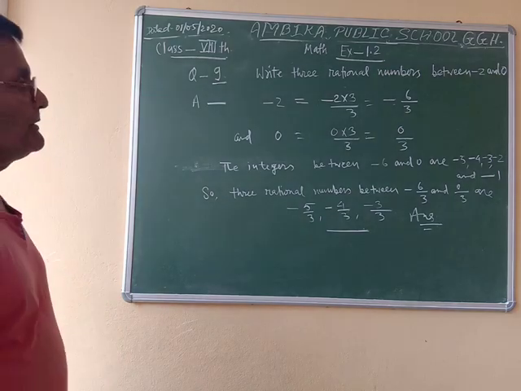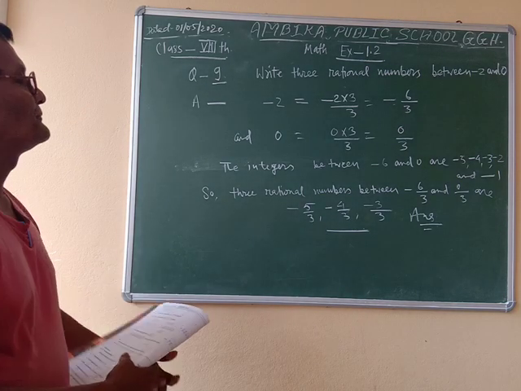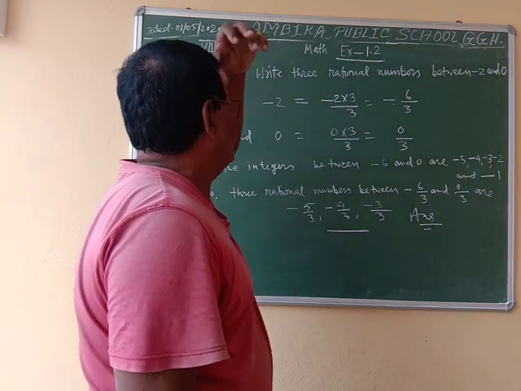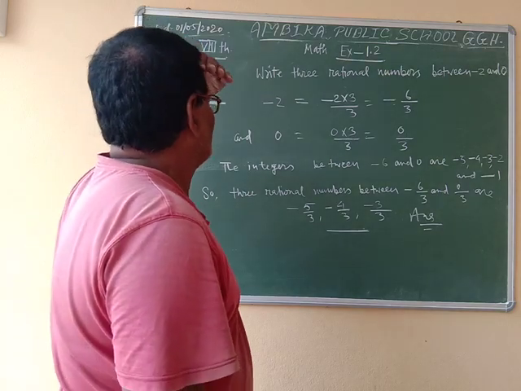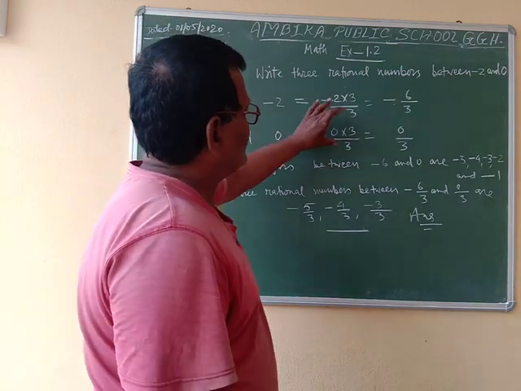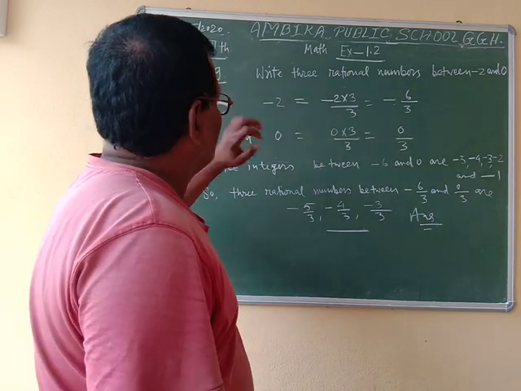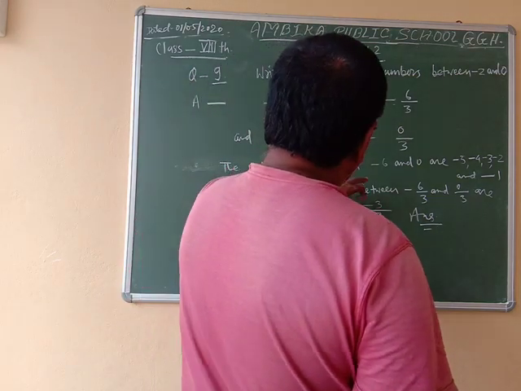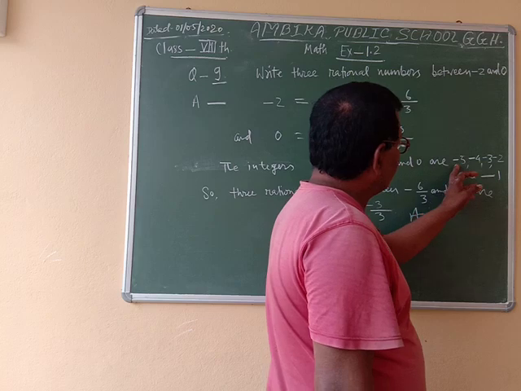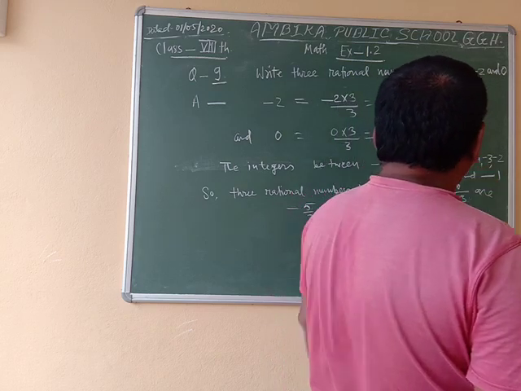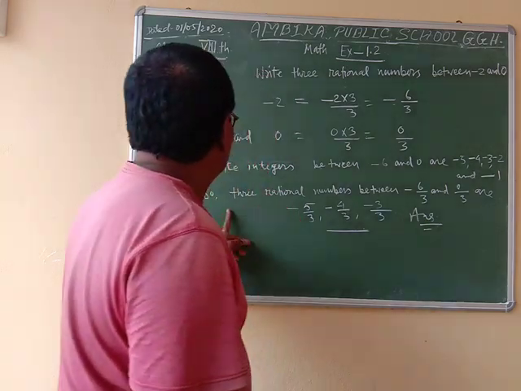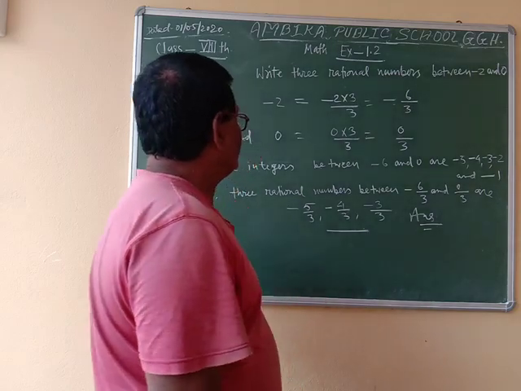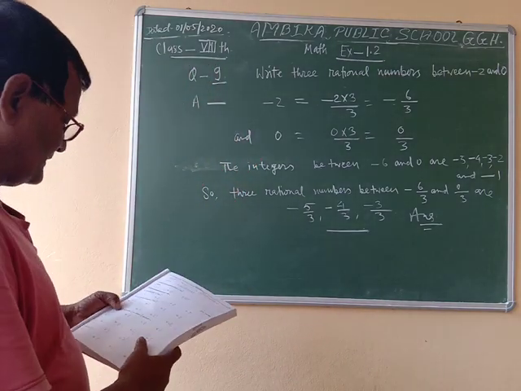To find the rational numbers between two given numbers, -2 is equal to -2 into 3/3, equal to -6/3. We make the denominator same, and 0 is equal to 0 into 3 by 3, equal to 0 by 3. Then the integers between minus 6 and 0 are minus 5, minus 4, minus 3, minus 2 and minus 1. So three rational numbers between minus 6 by 3 and 0 by 3 are minus 5 by 3, minus 4 by 3 and minus 3 by 3.